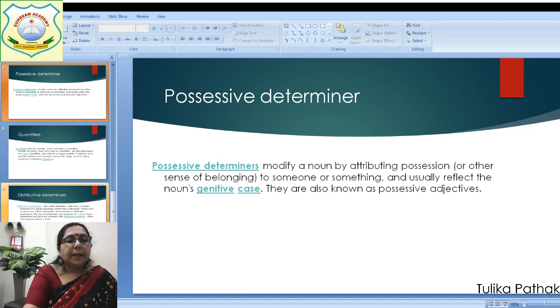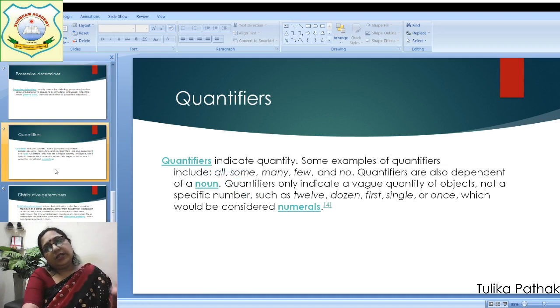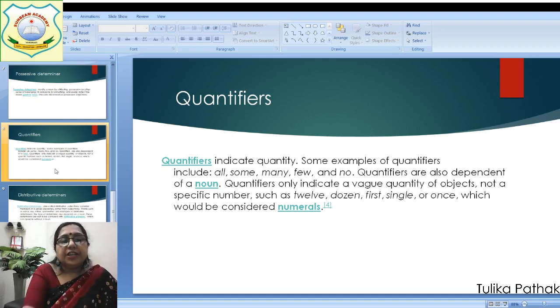All right. Now I come to quantifiers. Quantifiers indicate quantity. The name only explains it, that it indicates the quantity. Some examples of quantifiers include all, some, many, few, a few. Quantifiers are also dependent on a noun.